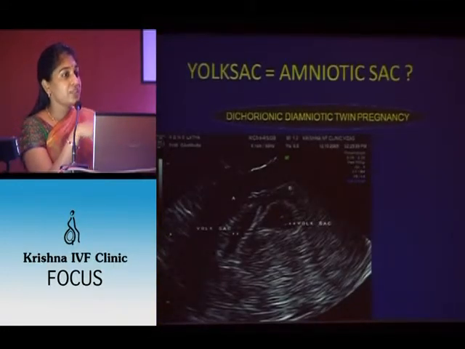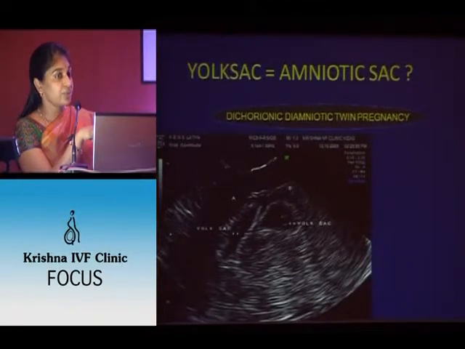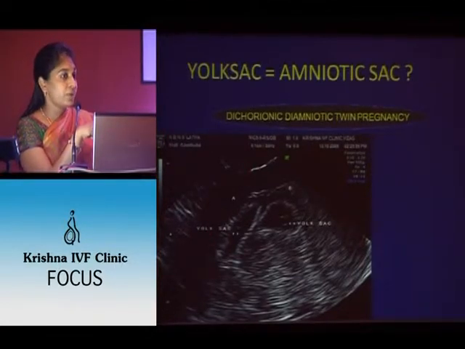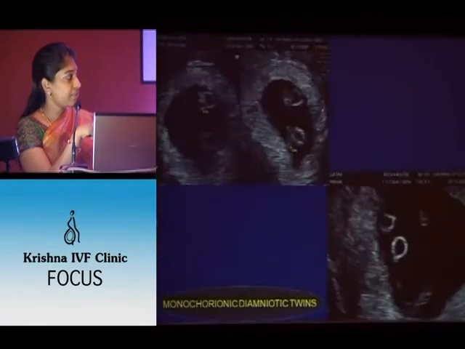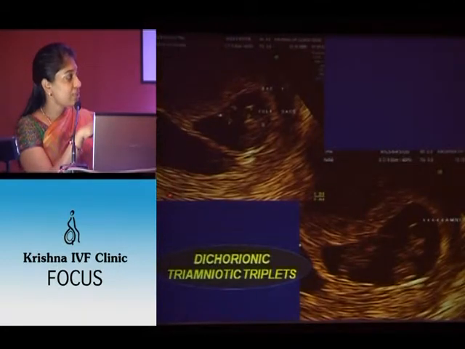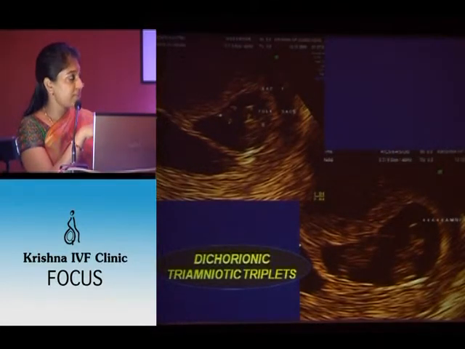So what is the importance of seeing the yolk sac in early pregnancy? The yolk sac tells about the amnionicity of that particular pregnancy. So you can see here 2 sacs and 2 yolk sacs. So this is a dichorionic, diamniotic twin pregnancy. Here there's a single sac but 2 yolk sacs. So this is a monochorionic, diamniotic twin pregnancy. But here we are seeing 2 sacs, but in one sac there are 2 yolk sacs. So this is dichorionic because there are only 2 sacs, but the number of amnions is going to increase, as in triamniotic triplets.